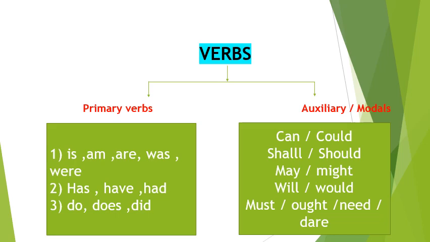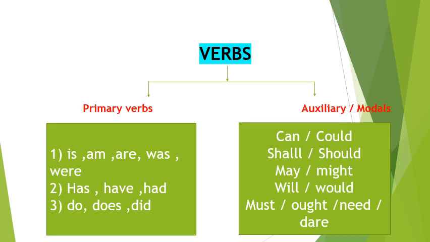Moving on further, we have one more category of verbs which are called primary verbs and auxiliary or modals. Primary verbs are the verbs which are normally used in tenses and in question tags. The primary verbs are is, am, are, was, were. Next, has, have, had. And the last, do, does, did, which we mostly use in question tags of affirming questions.